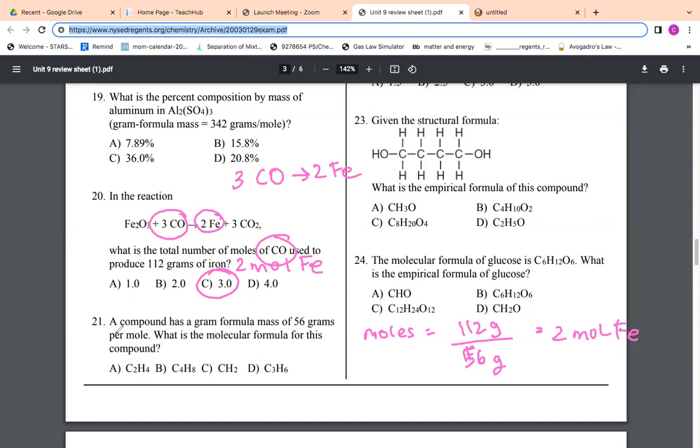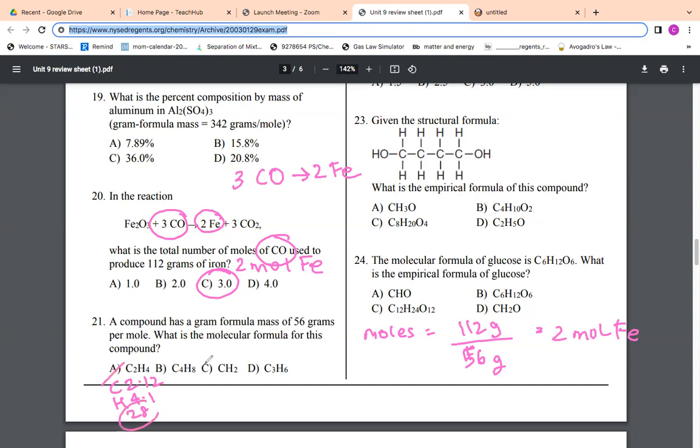All right. Number 21, a compound has a gram formula mass of 56 grams per mole. What is the molecular formula for this compound? So you have to just plug everything in and figure out the gram formula mass of all these choices until one of them is 56 grams. I can see here, I've got carbon, 2 of them, each one is 12. Hydrogen, there's 4 of them, each one is 1. This will total out to 28.